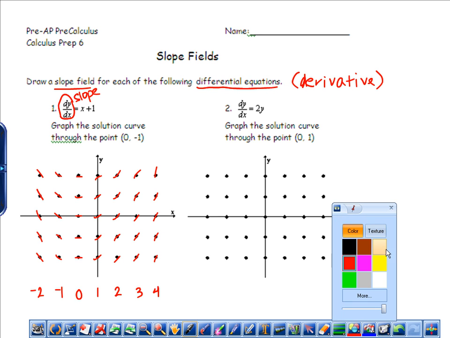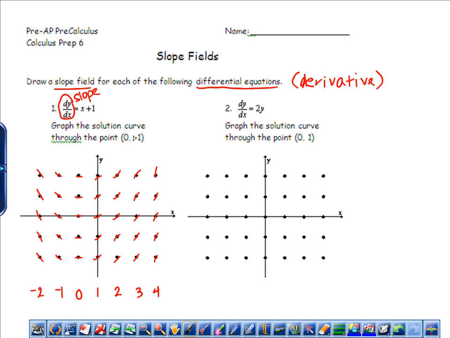I'm going to change colors, and we're going to graph the solution curve. They're giving us a point, which is a point on my actual solution, (0, -1). I'm going to draw this in blue. At this point the slope of my curve should be 1. As I go this way, I'm going to follow these lines. I'm going to make sure my curve has this slope, and it's increasing, and it's just going to continue to go that way.